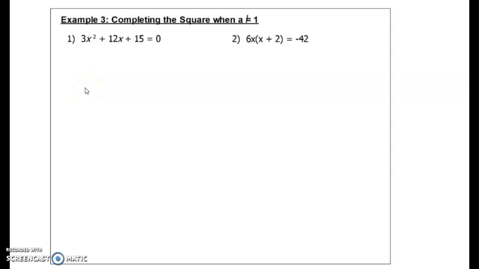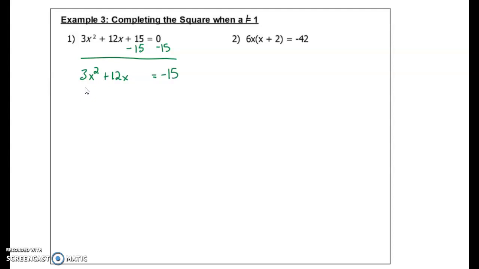Okay, this video is about completing the square when the a value is not 1. So the first thing you're going to do is move the 15, the c value, over to the right side so it's out of the way. So you have 3x squared plus 12x. Let's leave a little blank for our new c value, and we have equals negative 15.